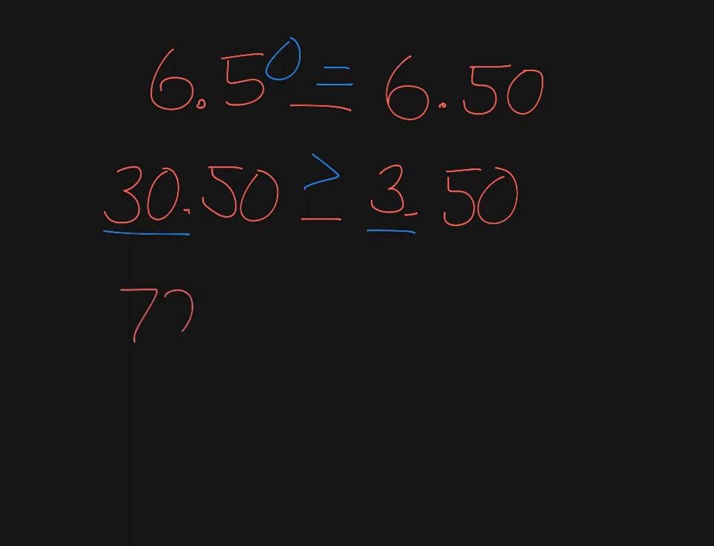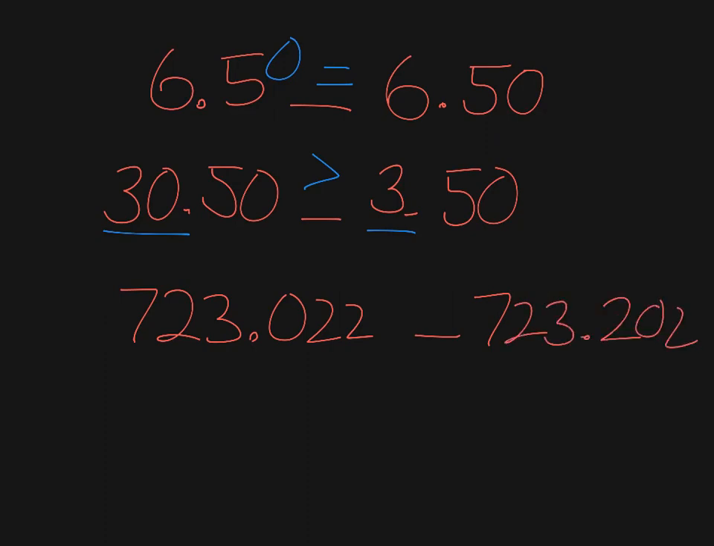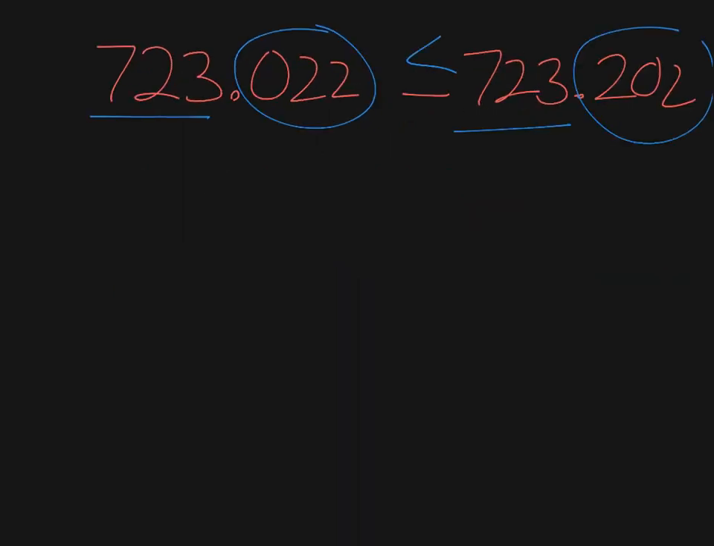Last one is 723 and 22 thousandths. Compare that to 723 and 202 thousandths. Well, they both have 723. This one is 22. That's 202. 202 is greater. The next one, it says, what is the value of the underlined digit?